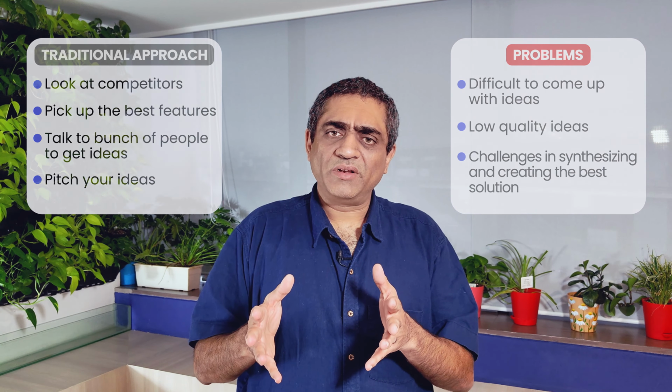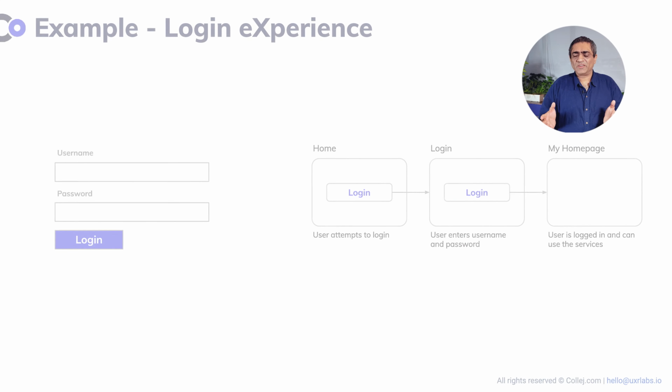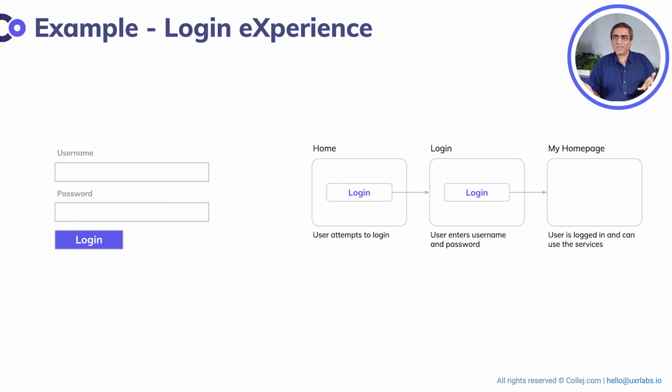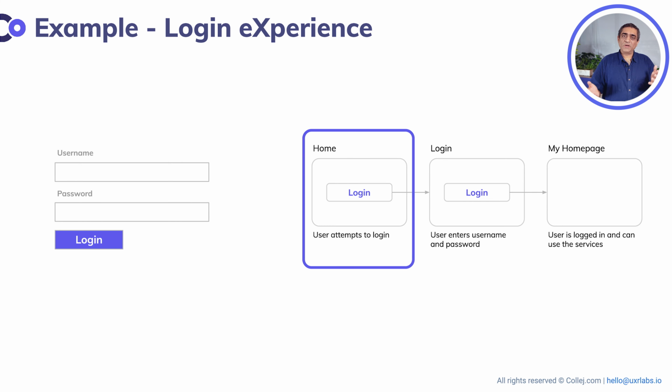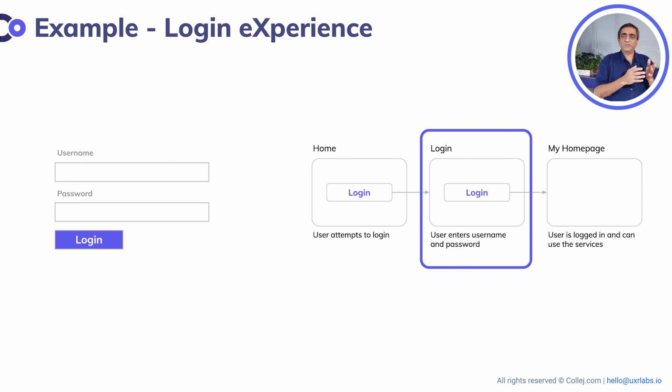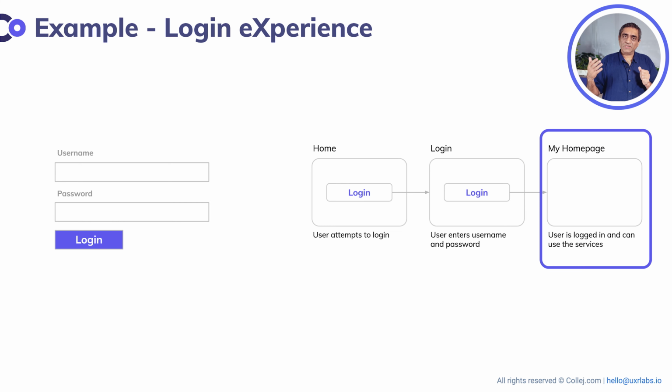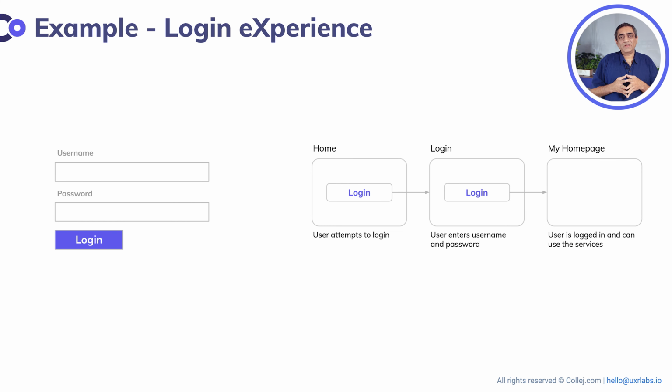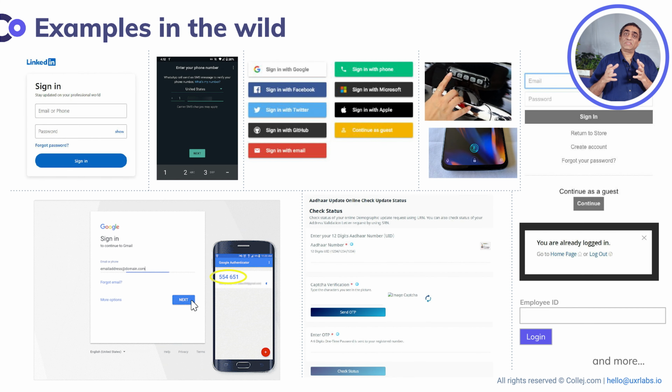Let's take an example of a simple login experience. What would a login experience look like? Traditionally, we would think, well, if you're logging in, you would need some screen where you would type in your user ID and password, and then you would go into your homepage. Once you log in, you're going to the homepage. But really, how many other ways can you do it? Here is a subset of some of the most interesting examples that we saw in the wild.